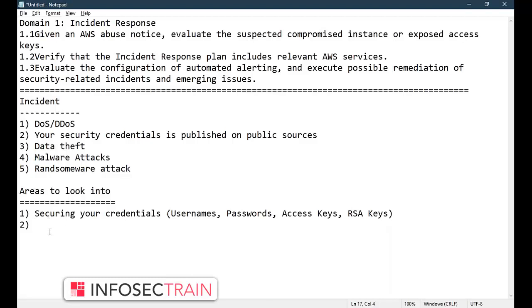And if there is an exposure, for example, if my credentials, like the access key and secret key in AWS, are compromised, what action should we take? This you have to really look into.